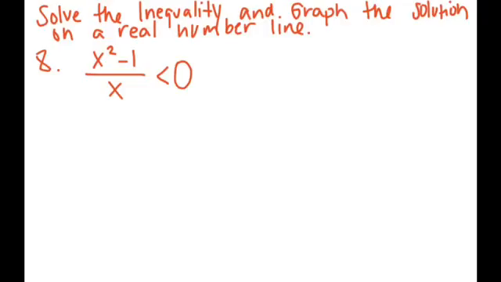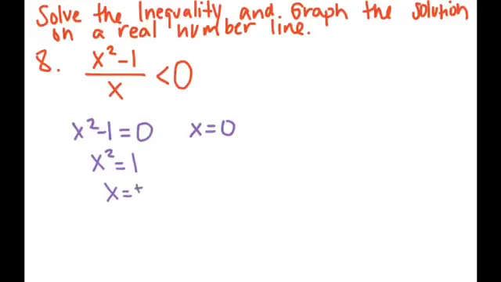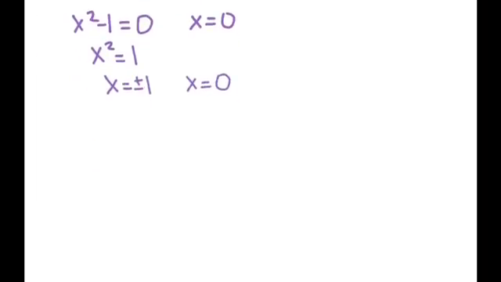So the first problem reads, solve the inequality and graph the solution on a real number line. So the first thing you have to do is set the top and the bottom both equal to 0 so that you can find your key numbers. So you would solve this, and our key numbers are plus and minus 1 and 0.